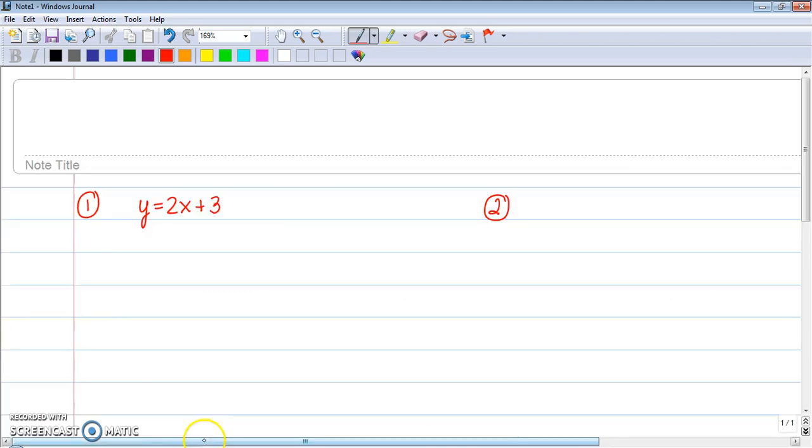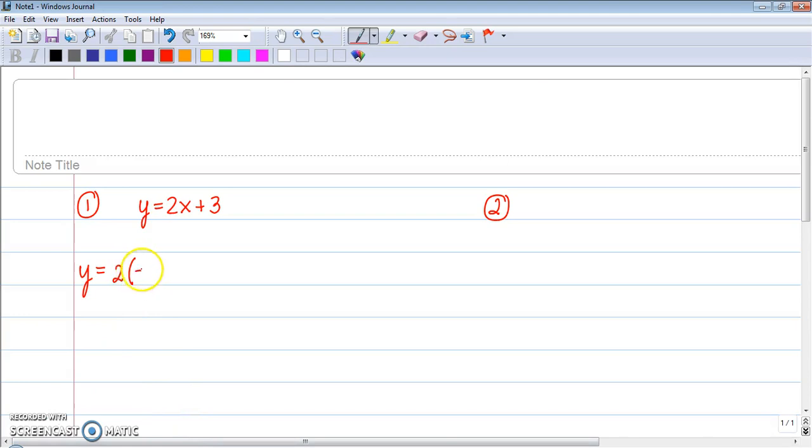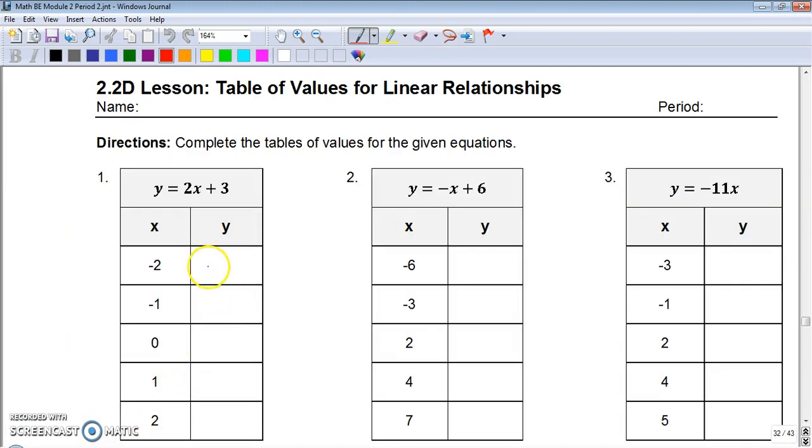The first value I'm going to plug in is negative 2 for x. So y equals 2 times negative 2 plus 3. I like to use parentheses, but you could also use a times dot. 2 times negative 2 is negative 4. Plus 3, and negative 4 plus 3 is negative 1. So the first part of my table is negative 1.